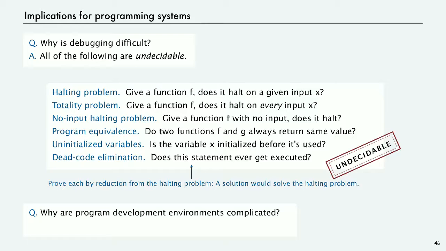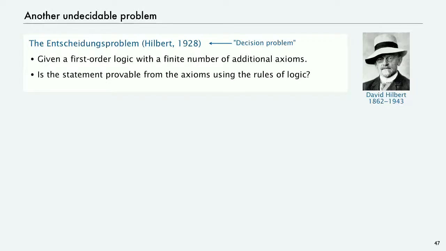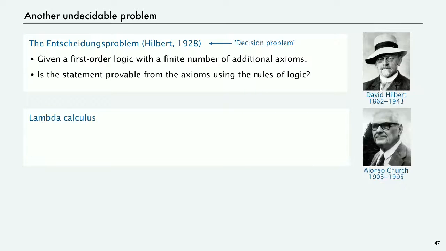So the question is, why are program development environments complicated? They're programs that manipulate programs, and therefore they're susceptible to this self-reference idea. But it goes way beyond programming systems. Well, here's another example. Remember Hilbert's and Ackermann's problem, which is the decision problem. Is mathematics decidable? So given a first-order logic, a mathematical system with a finite number of additional axioms, is it provable from the axioms using the rules of inference?